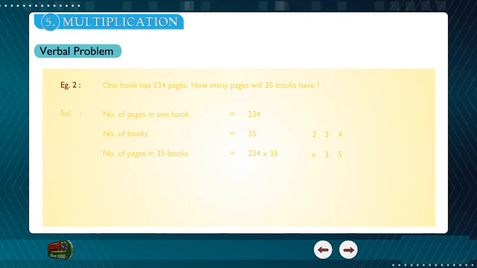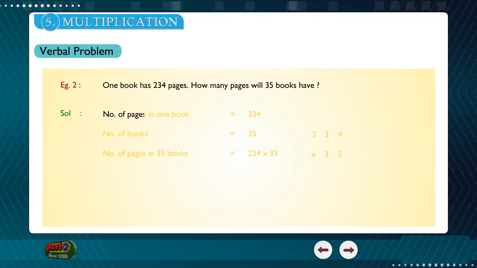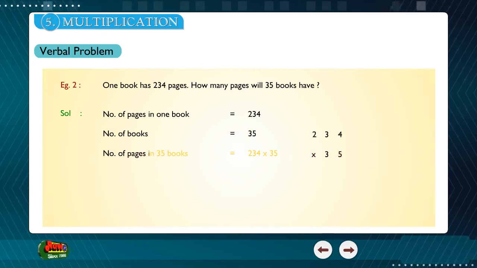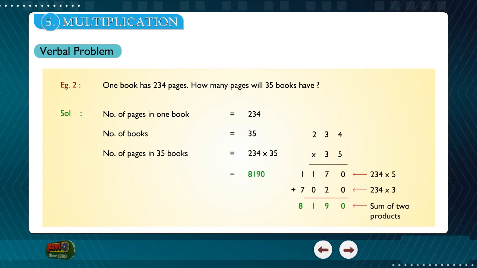Verbal problem. Example 2. One book has 234 pages. How many pages will 35 books have? Solution. Number of pages in one book: 234. Number of books: 35. Number of pages in 35 books: 234 into 35 is equal to 8190.